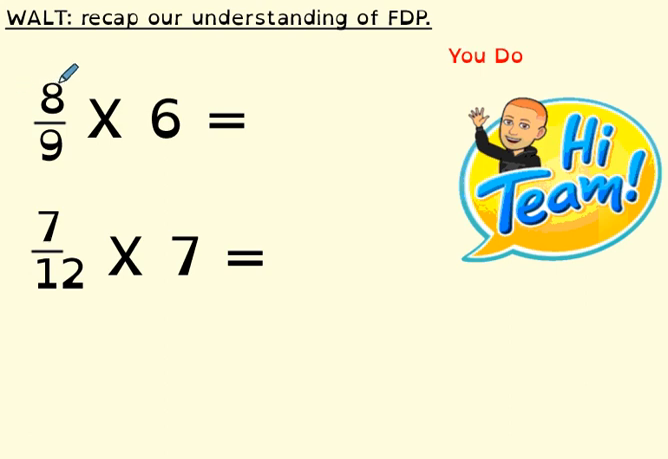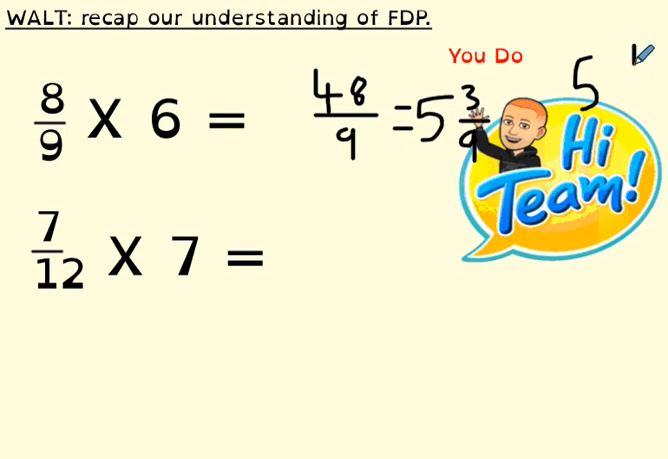8/9 times 6. So 6 times 8 is 48/9. How many wholes can I make if I've got 48/9? 5 wholes uses 45 of my 9ths, and 3/9 remaining. Or you could have had 5 and 1/3 because they're both divisible by 3.